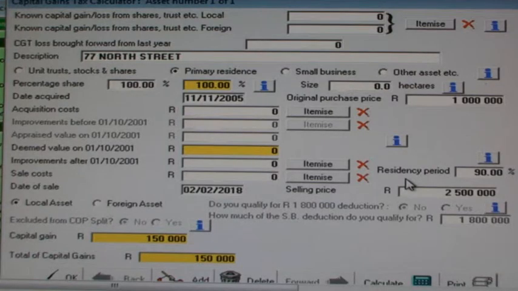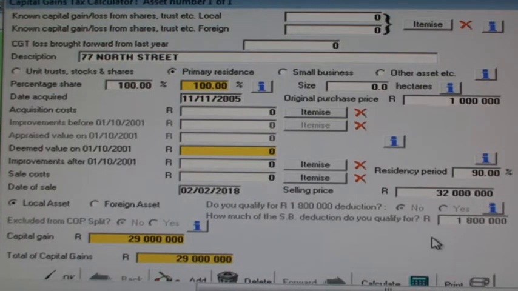Let's have a look at a case where we made a bigger profit. I'll change the sale price to 32 million. Now our profit here is 31 million, and after the 2 million rand primary residence exclusion, our amount for capital gain is 29 million. Here you can see that the residency period of 90% times the profit of 31 million is more than the 2 million rand primary residence exclusion. So our capital gain is the profit of 31 million less the 2 million primary residence exclusion as normal.